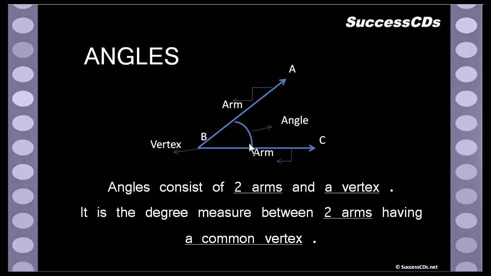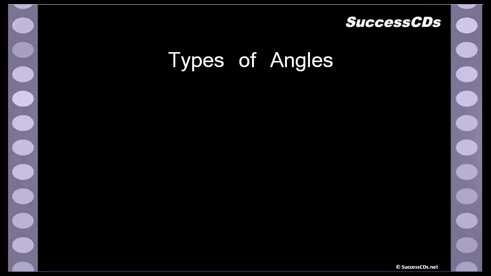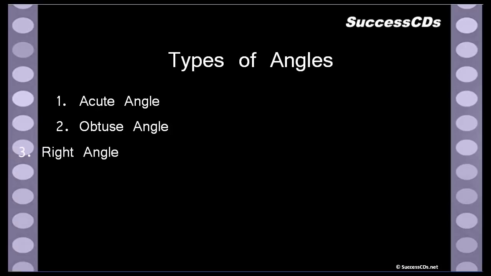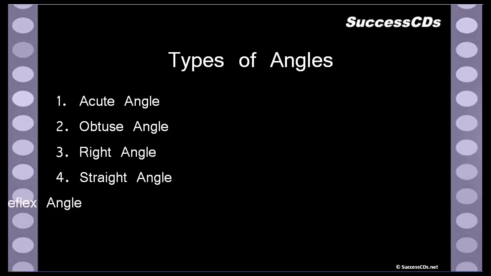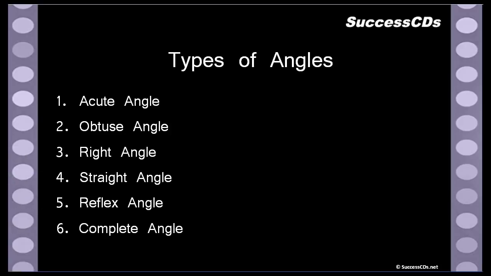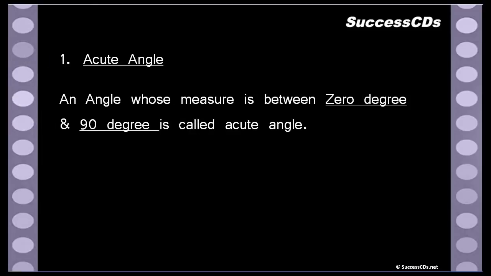Now here if we see, angles are usually denoted by a degree measure like 15 degrees, 30 degrees and so on. Now we come forward to types of angles. We have various varieties of angles. You see acute angles, obtuse angles, right angle, straight angle, reflex angles, complete angles. There are huge types of angles. Let's discuss them one by one.